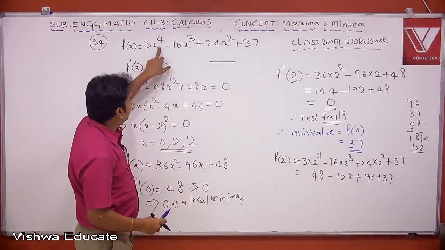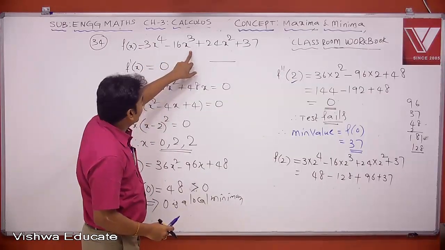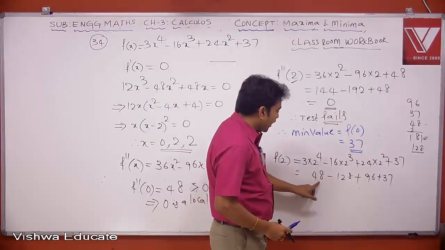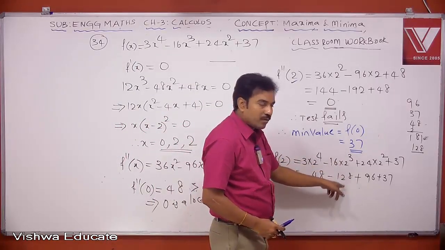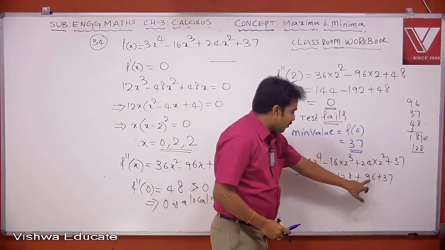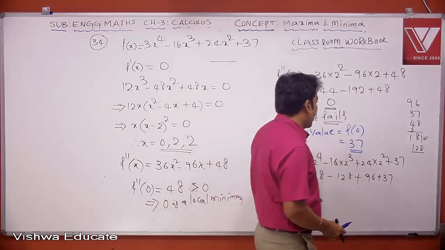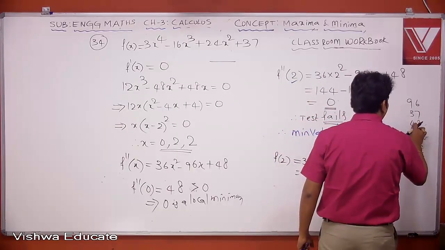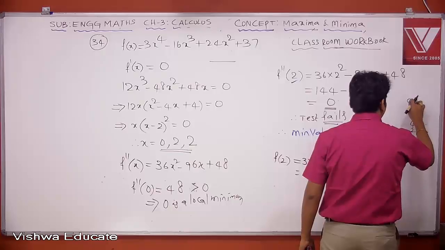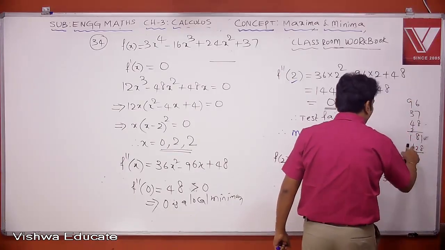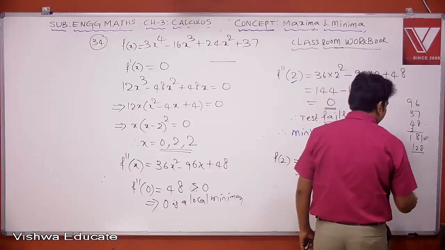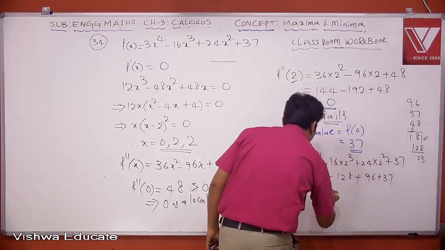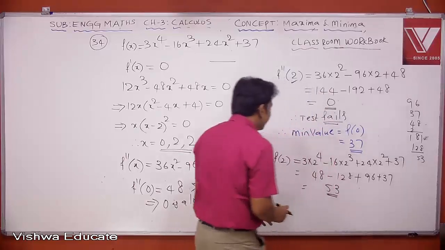3 into 2 power 4 minus 16 into 2 cube plus 24 into 2 square plus 37. This is 16, 3 16s 48. 2 cube is 8, 16 8s 128. 24 fours 96 plus 37. 48 plus 96 plus 37. So 13 plus 8 is 21, 6 plus 3 is 9, 9 plus 9, 181. You subtract 128 from this. The result is 53. Yes, so it is the right value, 53.